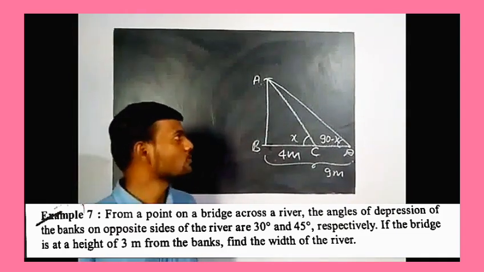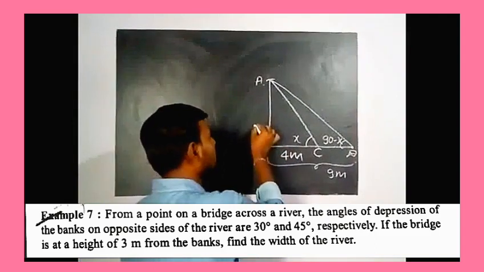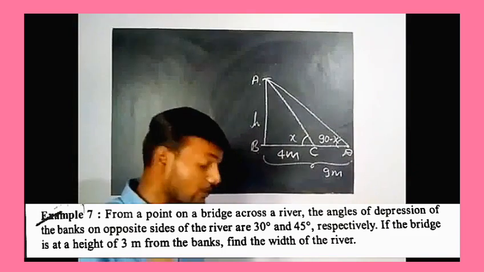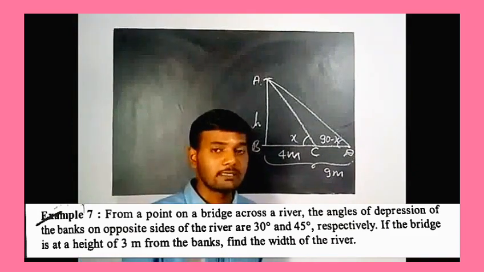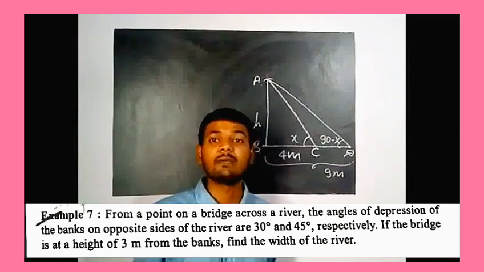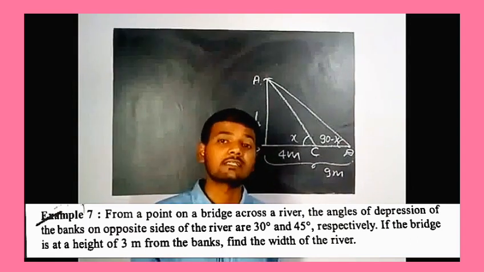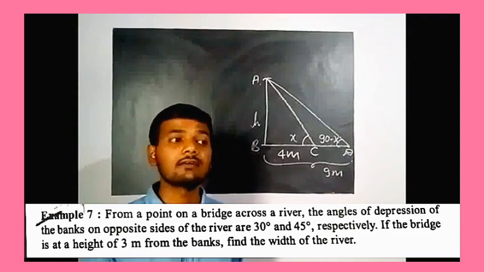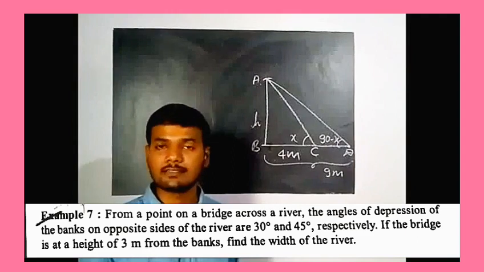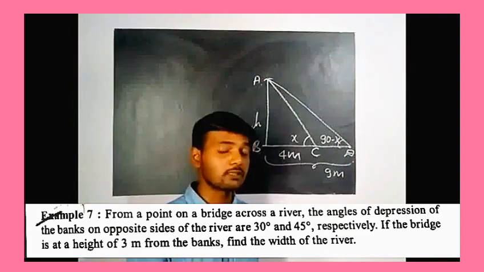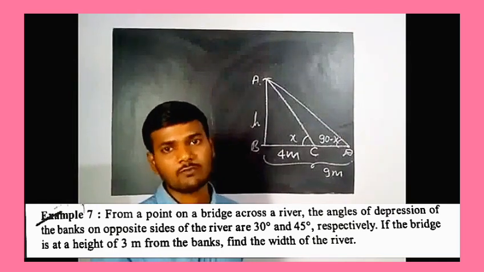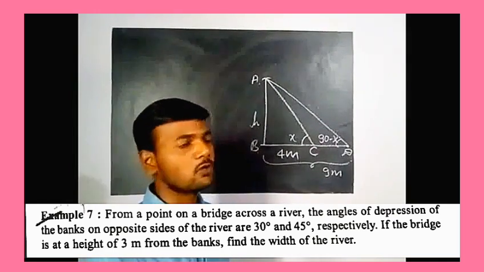So here the height of the building, let me take h. Here we have to prove that the height of the building is equal to 6 meter. This type of question will be asked in your examination, and once the question was asked in the 2018-19 annual examination. So these questions are very important for the examination for 4 marks. Okay, let us solve this.